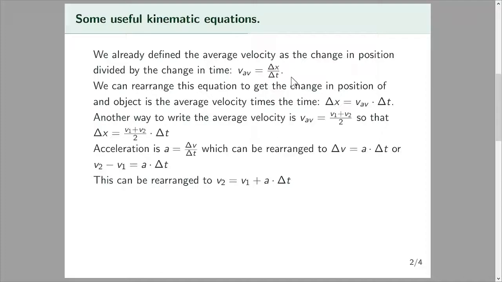Now, we also said there's another way to write the average velocity. It's the initial velocity plus the final velocity divided by 2. And so in this equation for delta x, we can replace the average velocity there with v1 plus v2 divided by 2, and we get this equation on the next line. Delta x is v1 plus v2 divided by 2 times delta t.